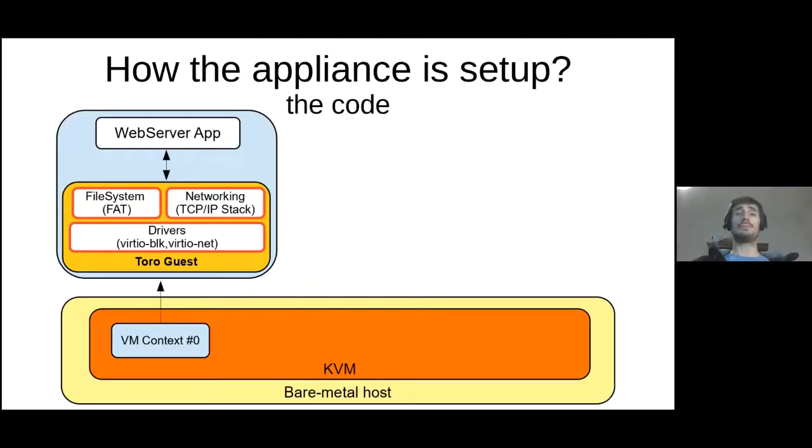So in terms of code, this appliance needs to get connection from the internet and be able to read files. So it needs to include a network driver and a block driver. In addition, the appliance needs to include a file system like FAT or ext, and also the TCP/IP stack. So the microservice has to be compiled with this code.